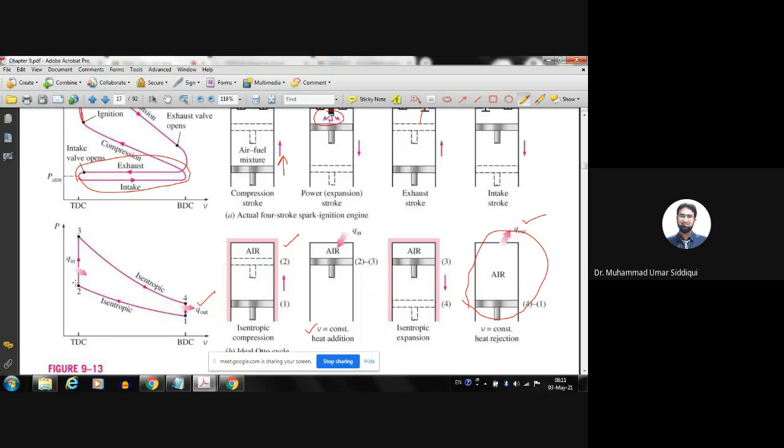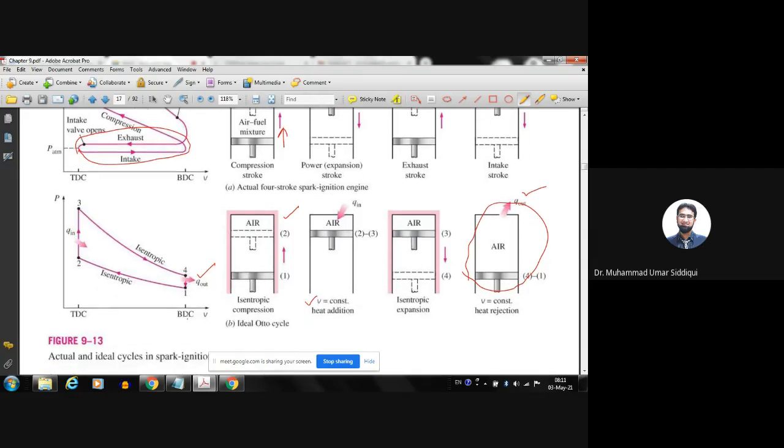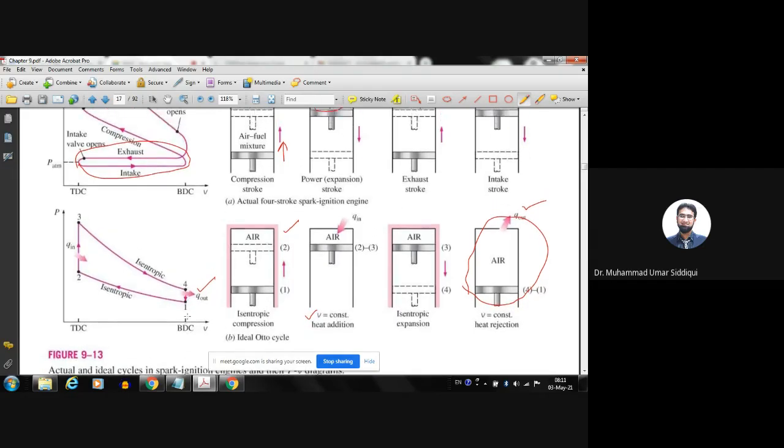Obviously, in the PV diagram, we always start with the compression. So initially we have isentropic compression, then constant volume heat addition, then an isentropic expansion, and then the constant volume heat rejection. So these are the 4 processes of an ideal Otto cycle.